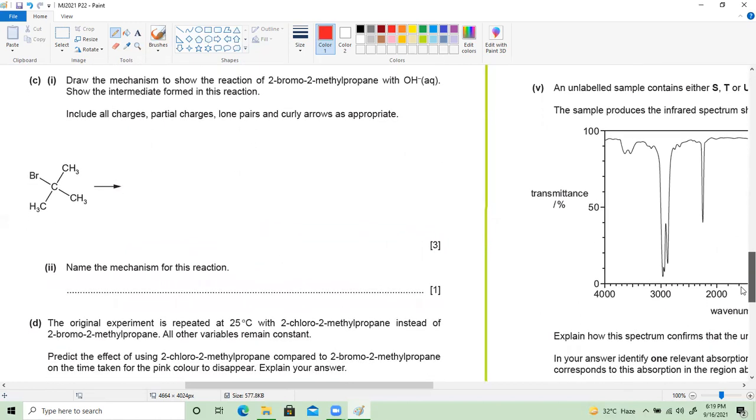Draw the mechanism to show the reaction of 2-bromo-2-methyl propane with hydroxide ions. Show the intermediate formed in this reaction. Include all charges, partial charges, lone pairs, and curly arrows as well.